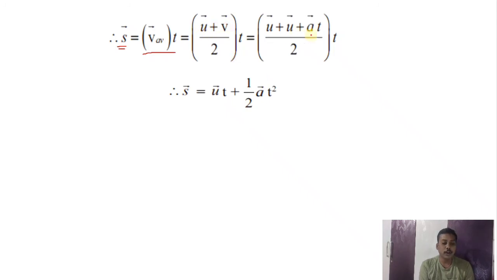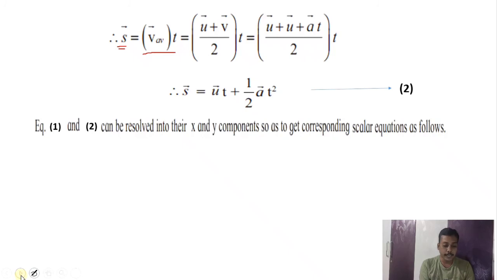Here I put the value of v bar as u bar plus v bar upon 2, into t. So for v bar I put u bar plus a bar t. So u bar plus a bar t upon 2, into t. If I rearrange the equation, we get s bar is equal to u bar t plus 1 by 2 a bar t square. So here I get s bar is equal to u bar t plus 1 by 2 a bar t square. This is the second equation of motion, which gives the displacement. This is the second equation, so I write the number 2 here.